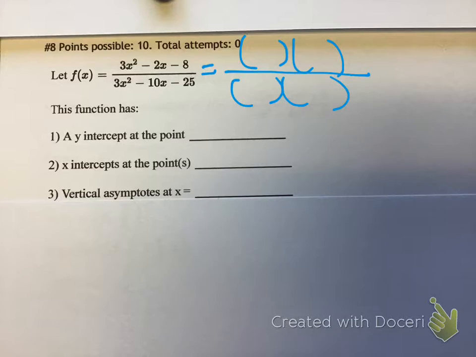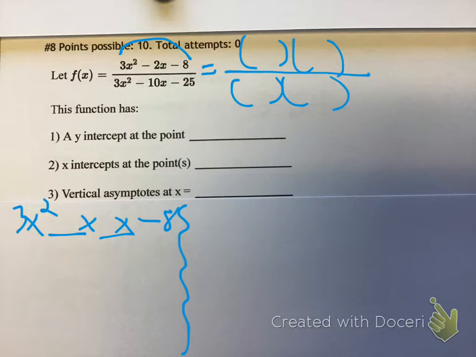It'd be handy to get the snowflake method going at this point, but whatever. Okay, on the top, we got 3x squared minus 2x minus 8. Maybe I'll send this over here. If I were to split that up, 3x squared, blank, blank, those are the new x's, minus 8. And I got to think of 3 times 8 is negative 24. What goes into that adds up to negative 2 from the middle here?